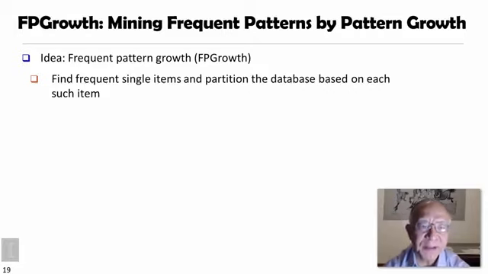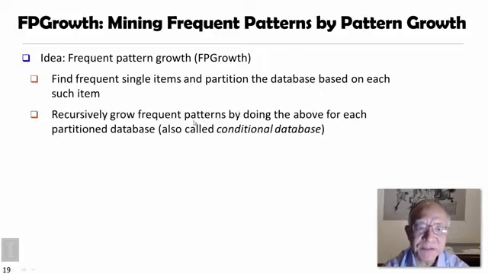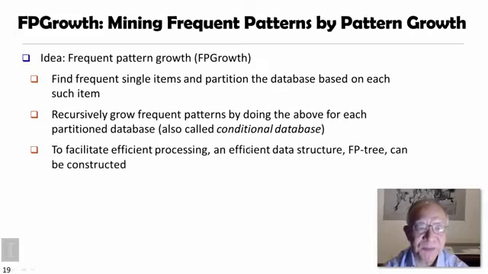The general idea is first we mine the frequent single items, and then we partition the database based on each such item. Then we recursively grow frequent patterns by doing the above iteratively or recursively for each partitioned database, also called a conditional database. To facilitate efficient processing, we use a new data structure called the FP-tree.